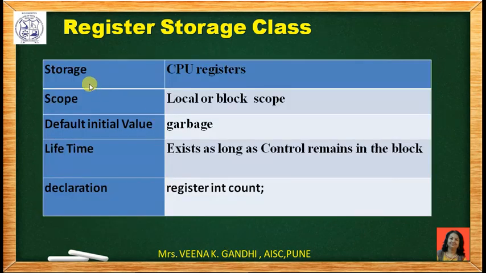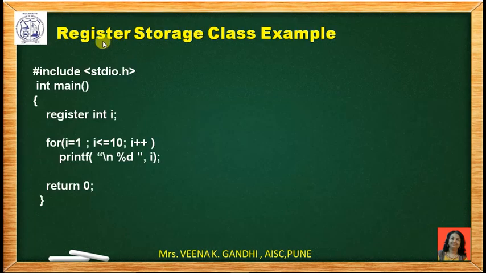Now the storage is CPU registers, meaning if we define a variable using the register storage class, it is stored in the CPU registers. Scope will be local or block scope. Initial value is garbage. Lifetime exists as long as control remains in the block. And we declare it as register int count.